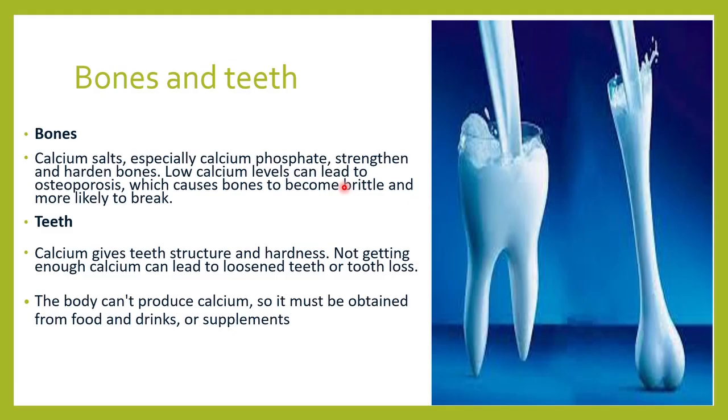I have also told you that it is important in maintaining bone and teeth health, especially as calcium phosphate. Whatever is there in the bone and teeth is in the form of calcium phosphate. It will strengthen and harden the bones. So a low level of calcium in the bones and teeth can weaken them. It can cause the bones to be brittle and more likely to break or fracture. Similarly, it gives teeth their structure and hardness, and not getting enough calcium will cause loosened teeth and tooth loss also.